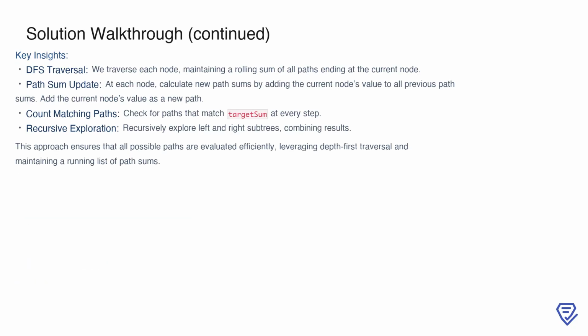To solve this problem efficiently, we rely on a depth-first traversal of the tree while maintaining a rolling list of path sums. At every node, we calculate new path sums by adding the current node's value to all ongoing paths and by starting a new path with just the current node. We then check these sums for matches with the target sum. By recursively exploring both the left and right subtrees, we ensure that every possible path in the tree is evaluated. This approach takes advantage of the tree structure to minimize redundant calculations and provides a systematic way to count all valid paths. It's a concise yet powerful method to address the problem.